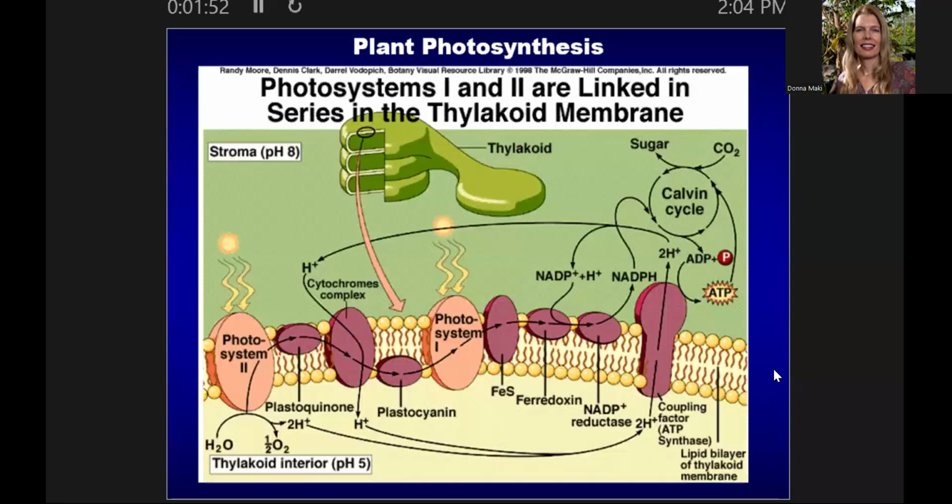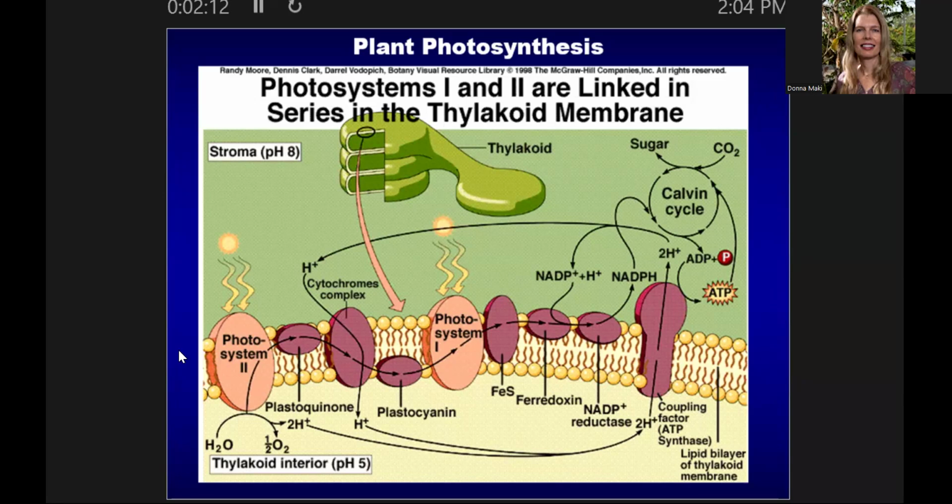Photosynthesis, very similar to plants. Two photosystems. As you can see with the black arrows, the electron flow is linear, starting with water as the ultimate donor. And then it zips through all the way to NADP plus.